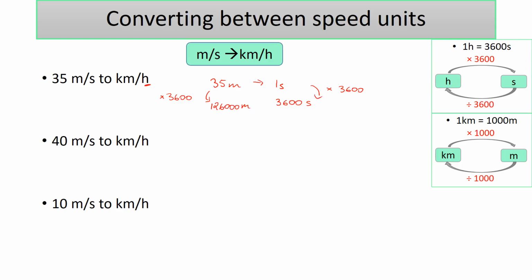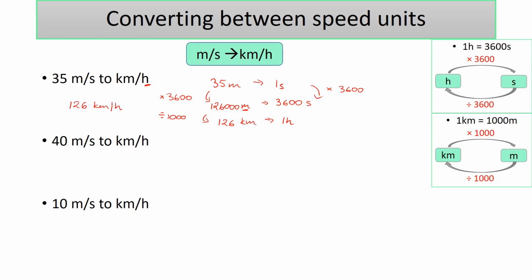Now because I want to have my speed in kilometers per hour, I need to convert from meters to kilometers. If you convert from meters to kilometers, you divide by 1,000. So that's going to be 126 kilometers. And here 3,600 seconds is equivalent to 1 hour. So that means that the answer is 126 kilometers per hour.